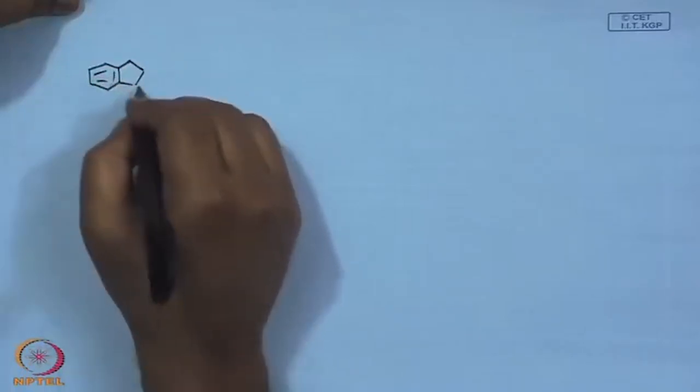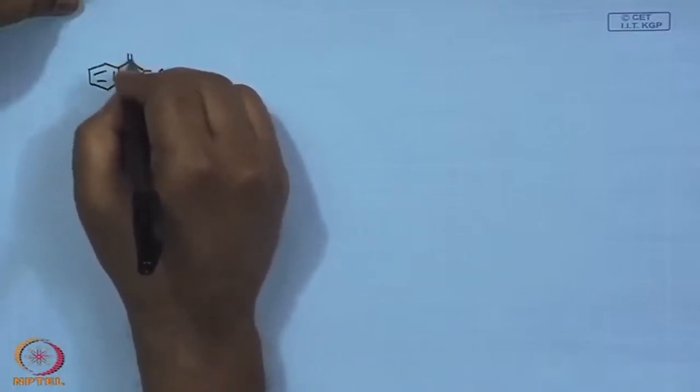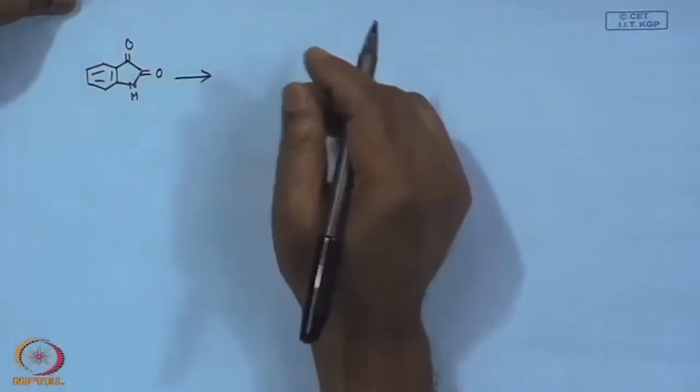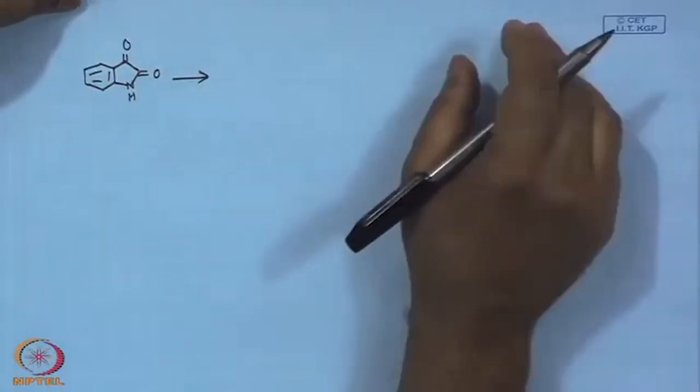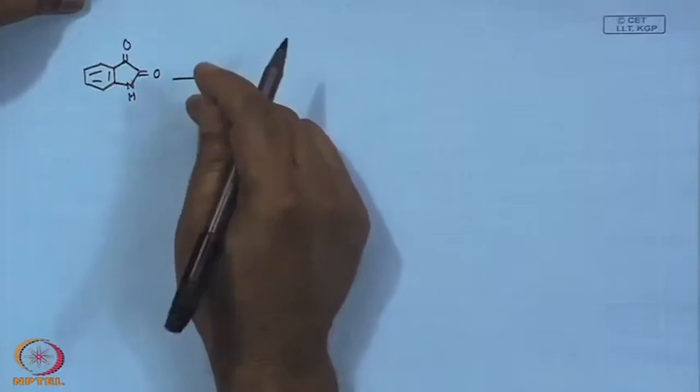If you recall, in one of the last classes we talked about the use of isatin in the synthesis of, anybody remembers? Isatin is a very useful compound; there are so many multi-purpose uses of isatins, and in one of the classes we talked about it. Actually, it is used in the synthesis of quinoline. The structure demands quinoline, so quinoline synthesis.